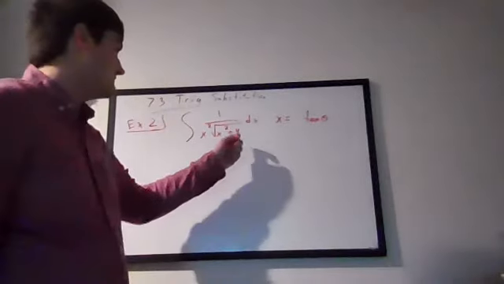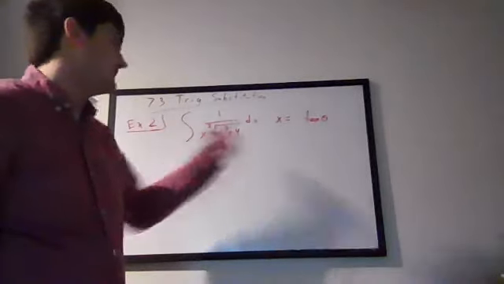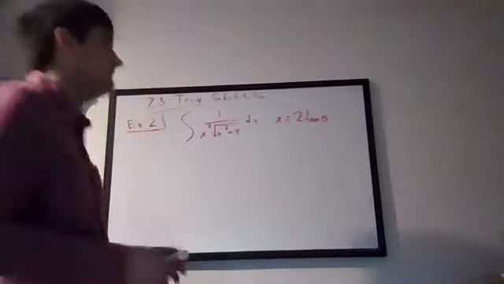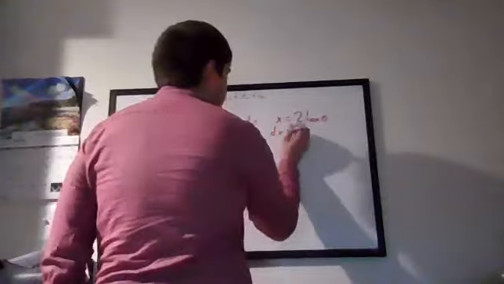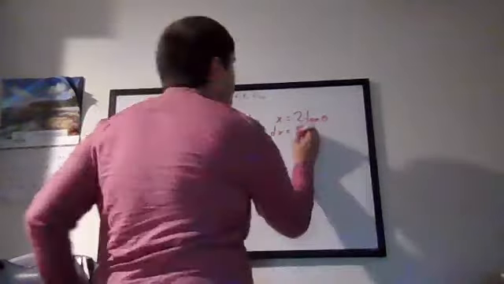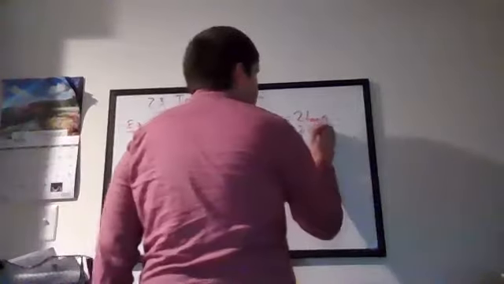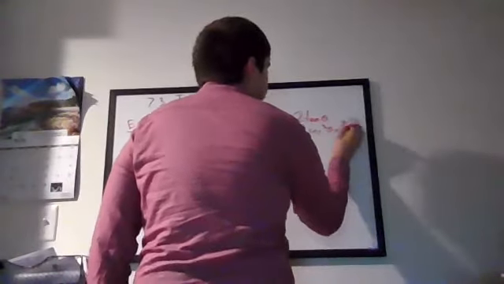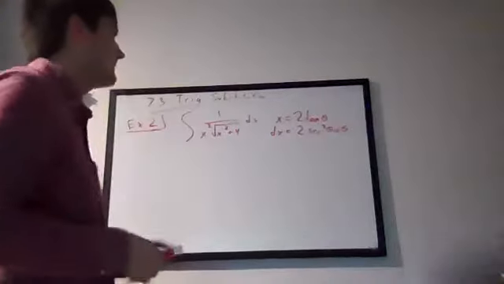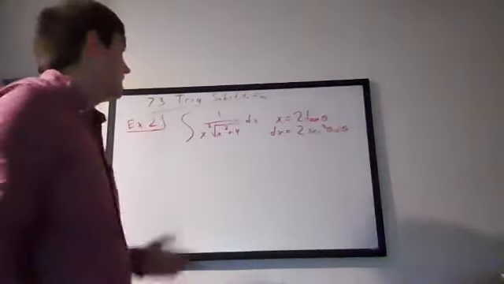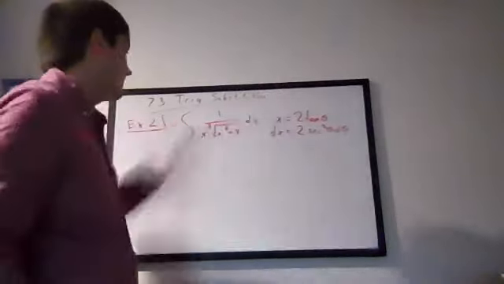But a squared is 4, so a is going to be 2. So I get 2 tan theta. Okay, we need to find dx. dx is going to be 2 times the derivative of tangent. Well, it's going to be secant squared theta d theta. Awesome.